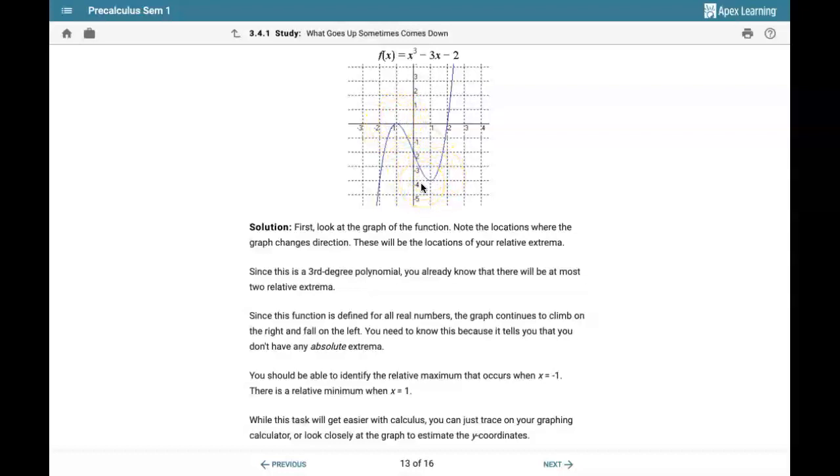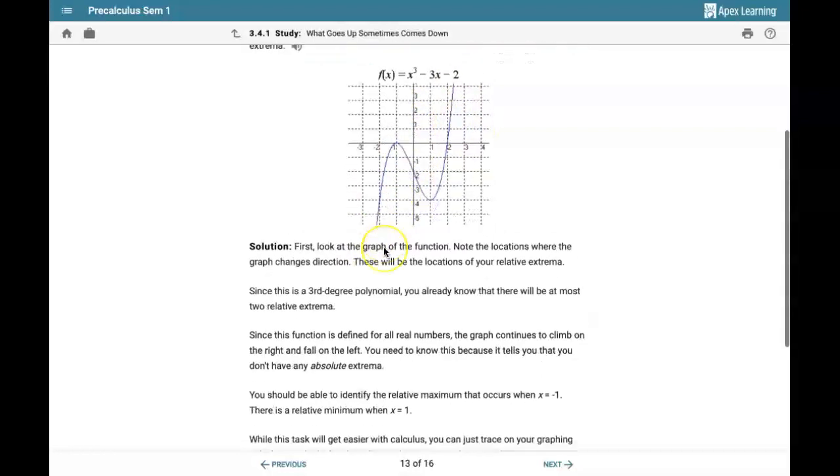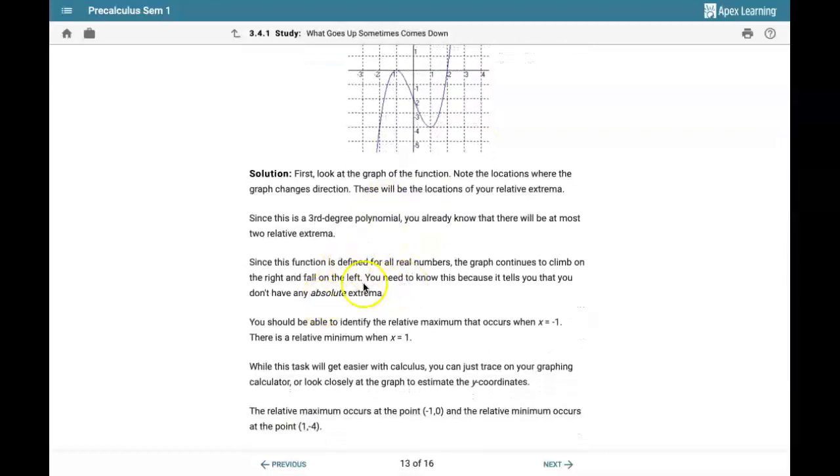But if we look at the ending behavior on both the right and the left hand side, you can see that it goes on and on and on and doesn't look like it's stopping. So what this tells us is that it doesn't have any absolute extremas. We don't have any absolute maximum or absolute minimum for this graph. It's going to keep going on and on and on.